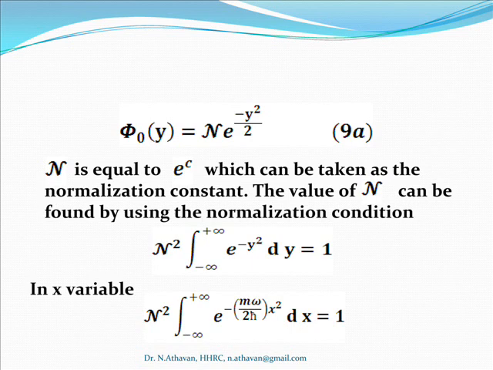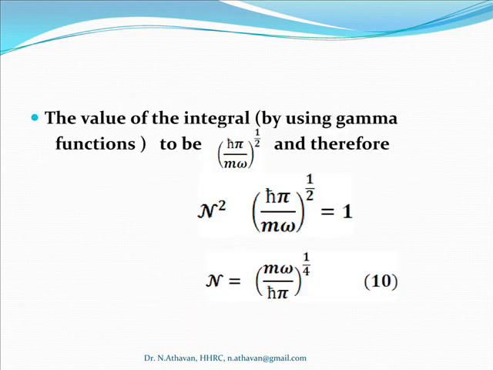The value N can be found by using the normalization condition: N square times the integral running from minus infinity to plus infinity of e power minus y square dy is equal to 1. In the x variable, the same equation can be written as N square times the integral from minus infinity to plus infinity of e power minus (m omega by 2 h cross) x square dx, which is equal to 1. The value of the integral is found to be (h cross pi by m omega) to the power half.